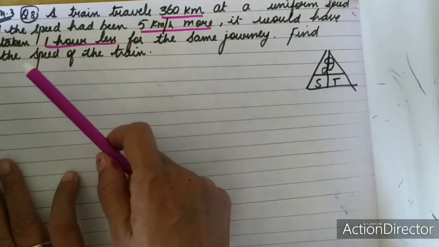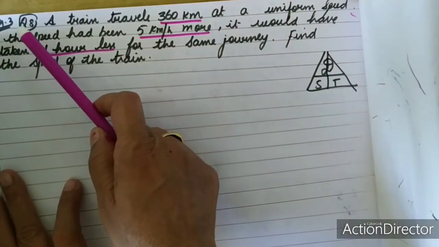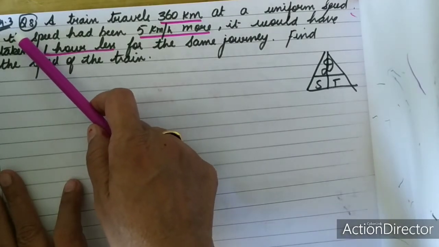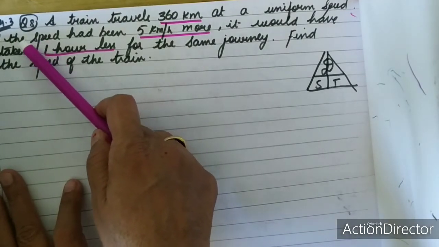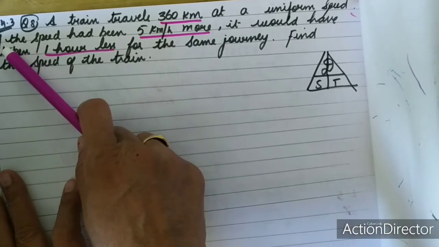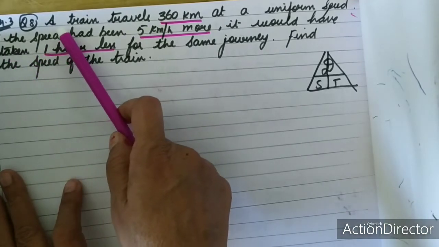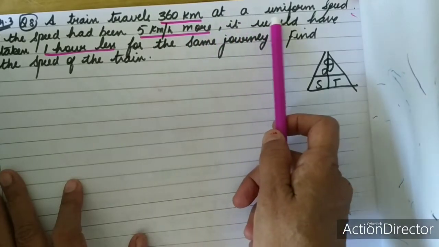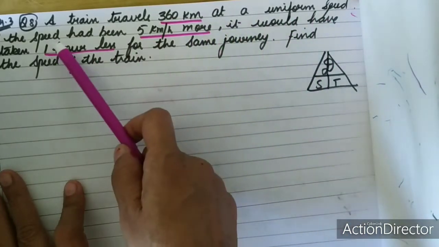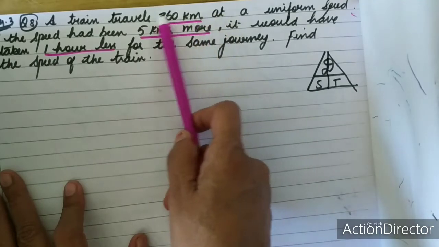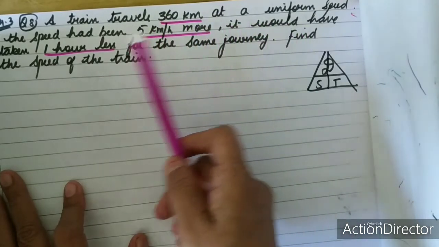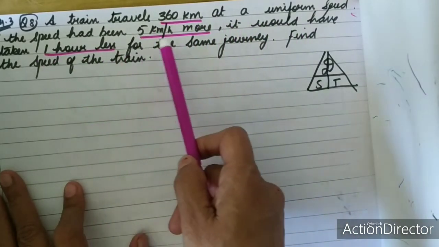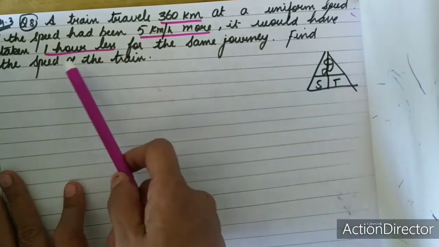Now moving on to another sum based on speed, distance and time. Question number 3 of exercise, question number 8 of exercise 4.3, which states that a train travels 360 km at a uniform speed. If the speed had been 5 km per hour more, it would have taken 1 hour less for the same journey. Find the speed of the train.